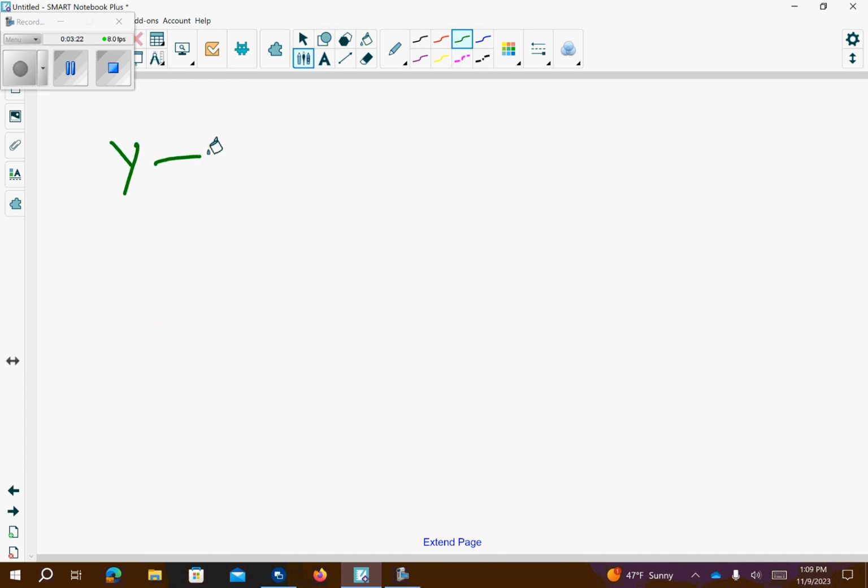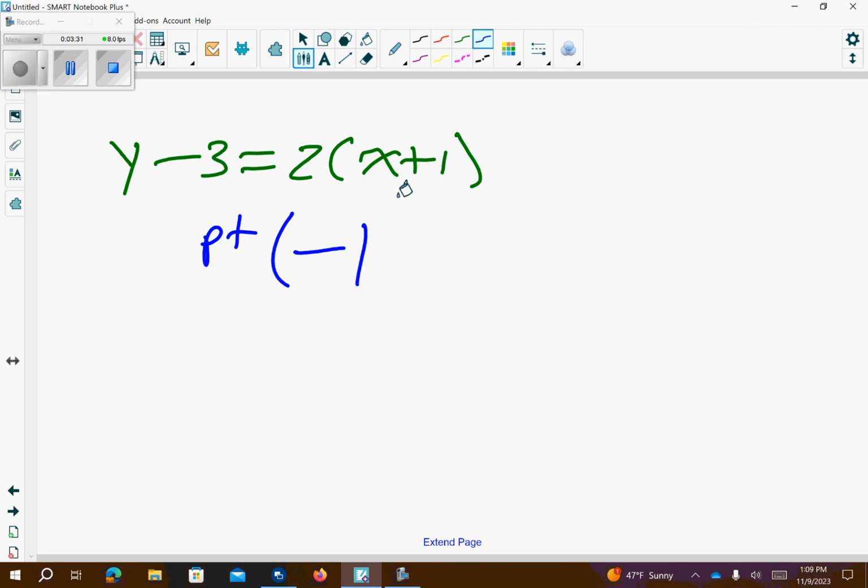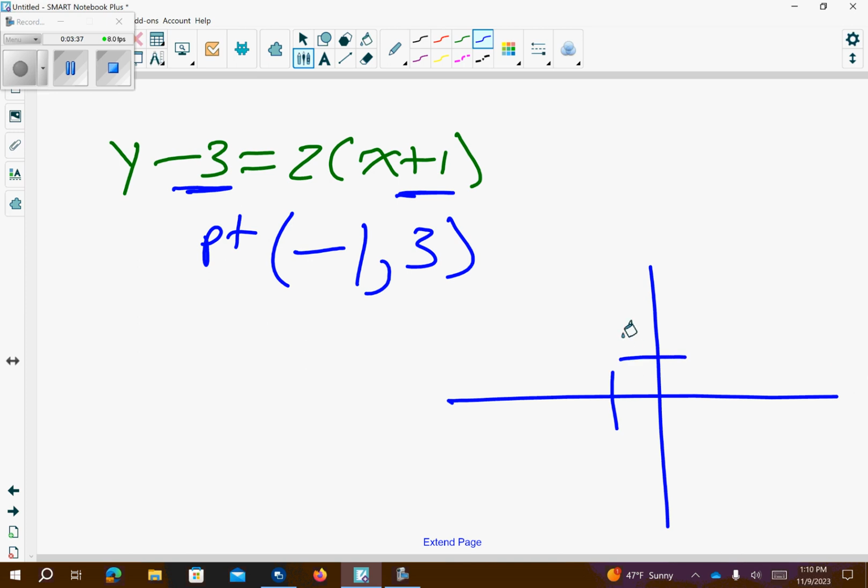Our next problem is going to be like this. This is where my point, it's going to be my opposite value. So it's a -1 and a +3. And then I have a slope of 2. Make sure you put it over 1. So I'm going to go up 2, right 1.